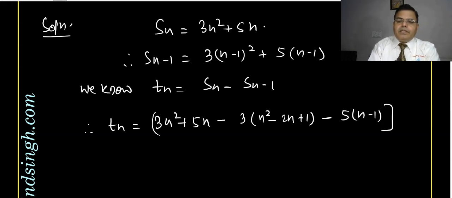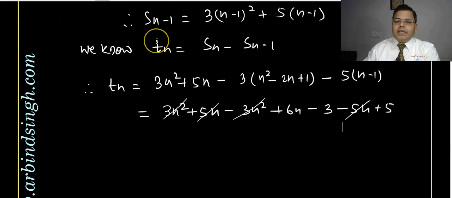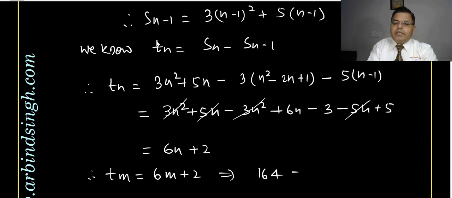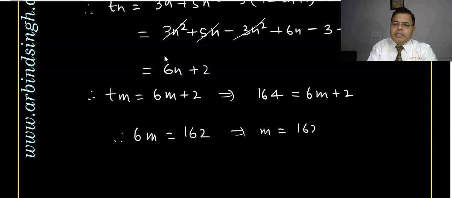So we will write all these things as this: 3n square plus 5n minus 3n square plus 6n minus 3 minus 5n plus 5. 3n square and 5n cancel. And what is left then? That is 6n. 5 minus 3 is 2, 6n plus 2. So tn is 6n plus 2, and therefore tm, mth term, is also 6m plus 2. That is given 164 is equal to 6m plus 2, and therefore 6m is equal to 162, and m is equal to 162 by 6. 6 can cancel, 6 twos are 12, and 6 sevens are 42. So m is 27, and that will be the answer of this question.